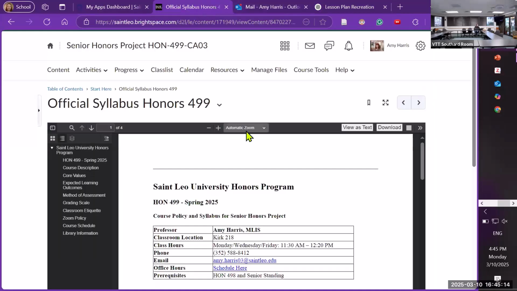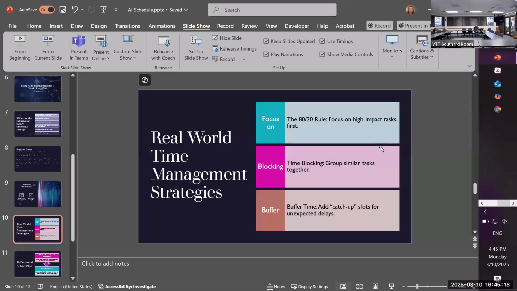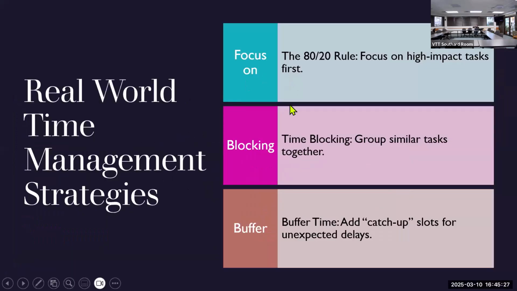Okay, so going back to our PowerPoint. I want to talk about some real world time management skills. So some things to remember that have nothing to do with AI is that you can do 80% of the work in 20% of your time usually, okay?